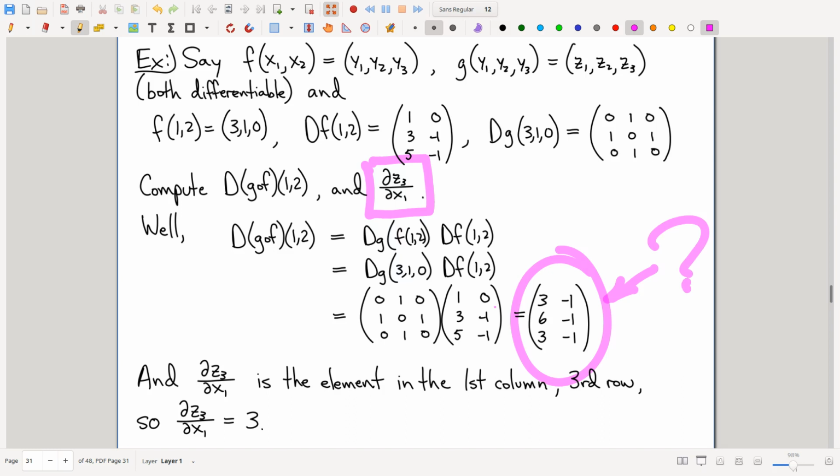Which one? Well, check it out. We're apparently looking at the partial of Z3. Z3 is my third output. Remember, outputs correspond to rows. So if I'm looking at the partial of the third output, the number I'm looking for must be in the third row. So it's got to be one of those two numbers.